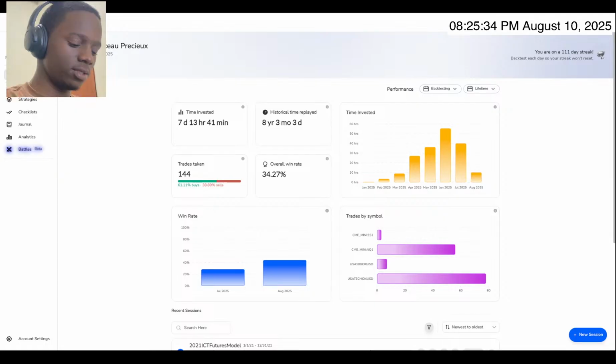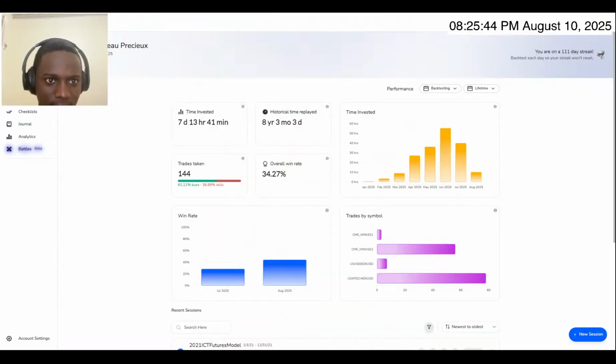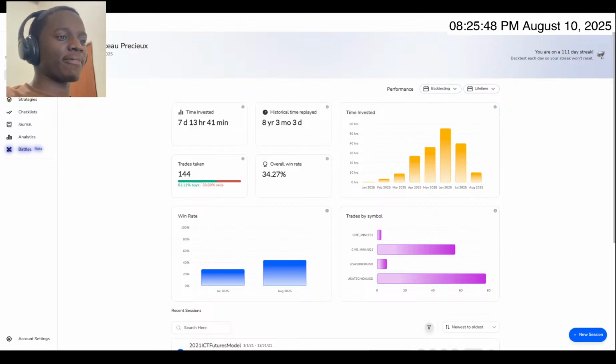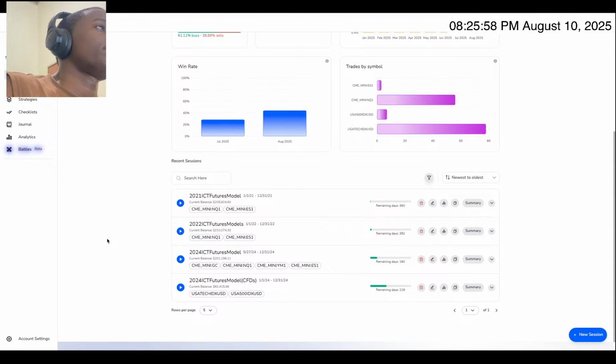Let's get started. Day 108. Testing until I'm profitable. So hope you will stay tuned until the end. Good. So today is Sunday, August 10th, 2025, 8:25 p.m. Right. Let's get started.